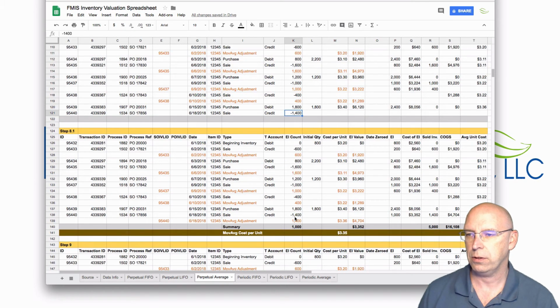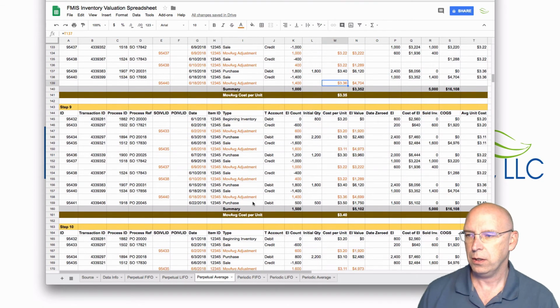Here's our next sale, and I'll move down here to the average adjustment, and we can see that we have $3.36. Then we have a purchase at $3.50. The purchase is for 500 units. We had 1,000 units. We're going to add 500 units. That gives us 1,500 units. The ending inventory value was $3,352. When I add the value for this purchase line, we get $5,102. Dividing the value by the count gives us $3.40.